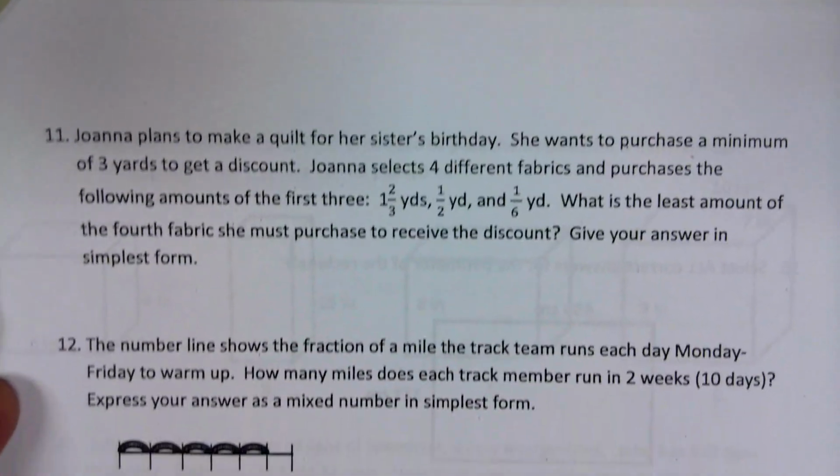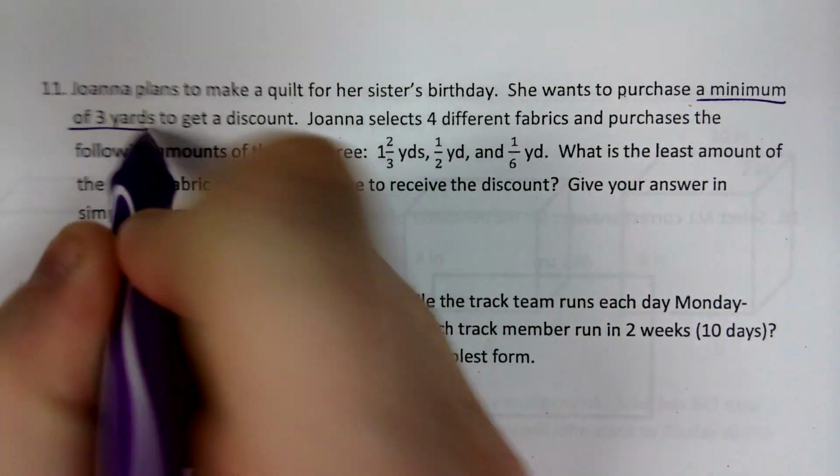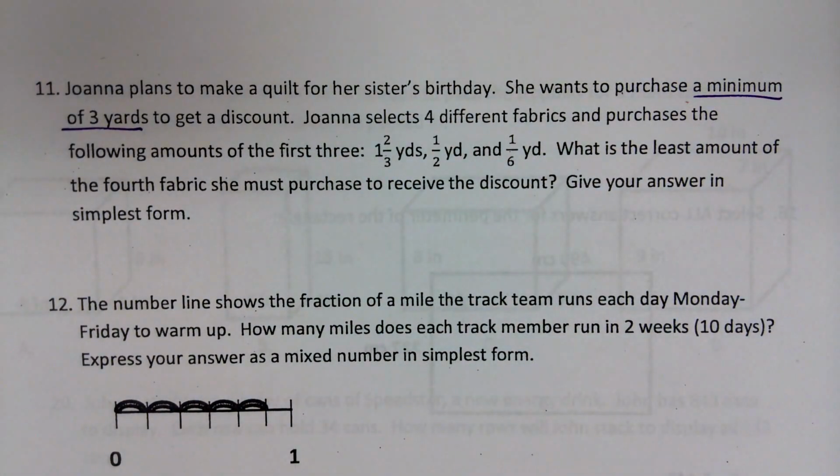Now as we flip over to numero 11, number 11, a little Spanish with your math today. Joanna plans to make a quilt for her sister's birthday. She wants to purchase a minimum of 3 yards, so she's got to get at least 3 yards to get that discount. Joanna selects 4 different fabrics and purchases the following amounts of the first 3. So she's got 1 2/3 yards, half a yard, and 1/6 of a yard. What is the least amount of the 4th fabric she must purchase to receive the discount? Give your answer in simplest form.